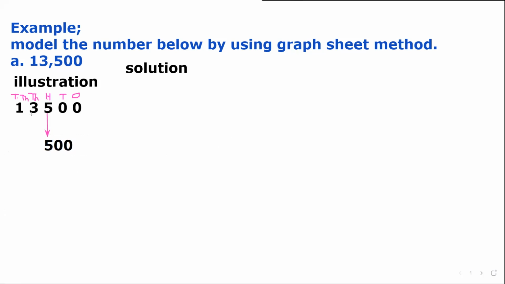Now, this number 3, as a face value, is multiplied by the place value of the thousands. That will be 3 times 1000. That will give you what? 3000. Okay, good.